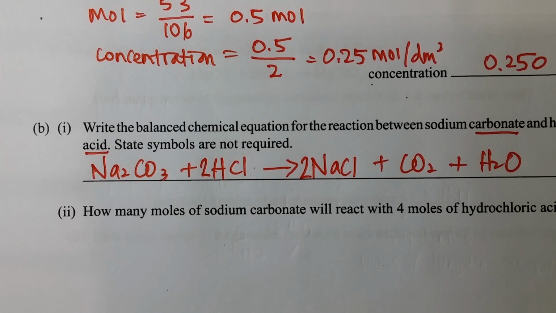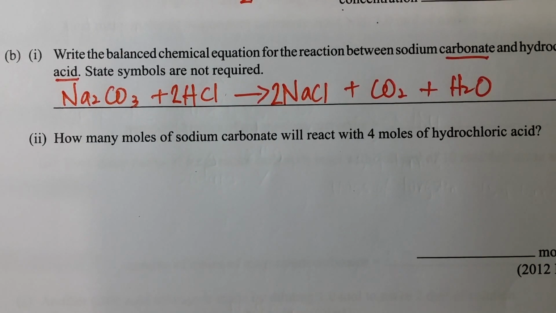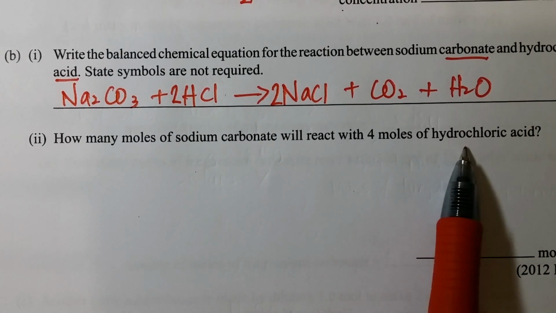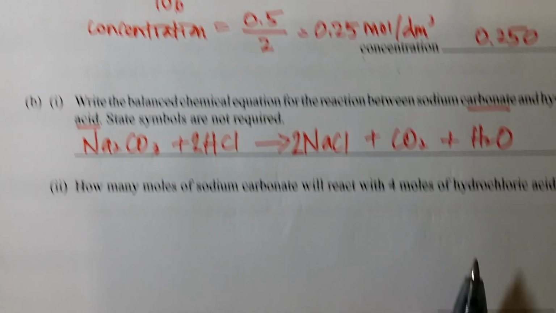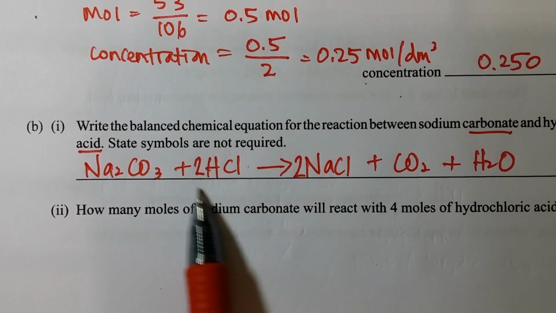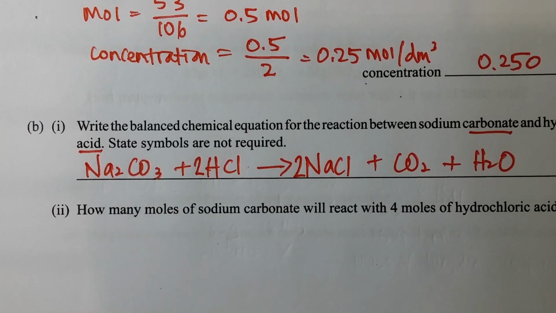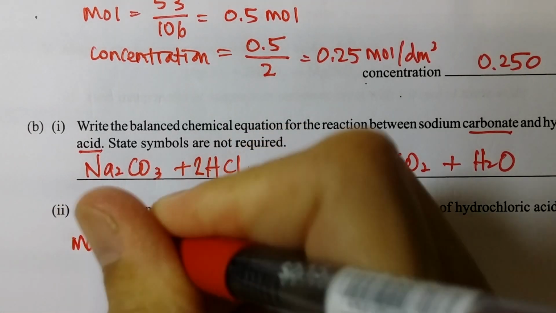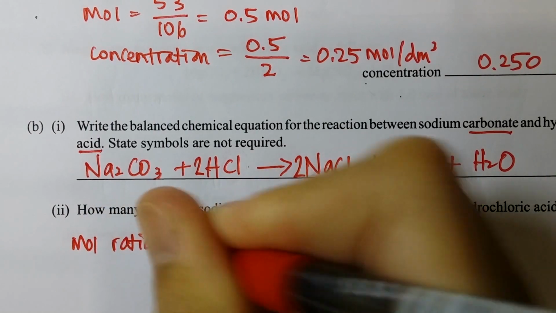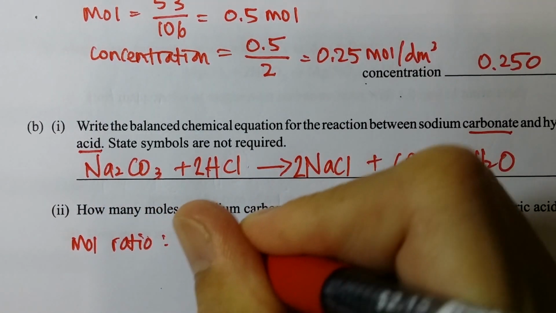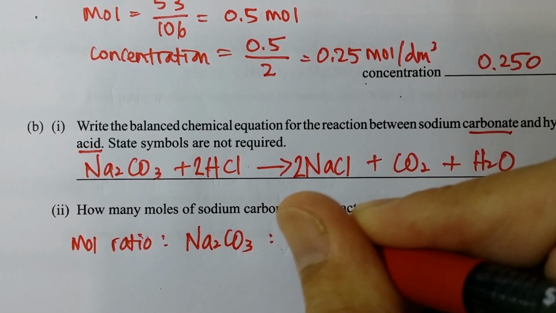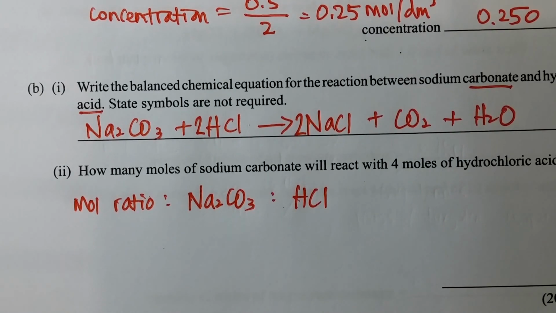Okay, I think it's already balanced. Now, how many mole of sodium carbonate will react with 4 mole of hydrochloric acid? You have 4 mole of hydrochloric acid. How many mole of sodium carbonate? So we look at the mole ratio. Mole ratio of sodium carbonate and hydrochloric acid.